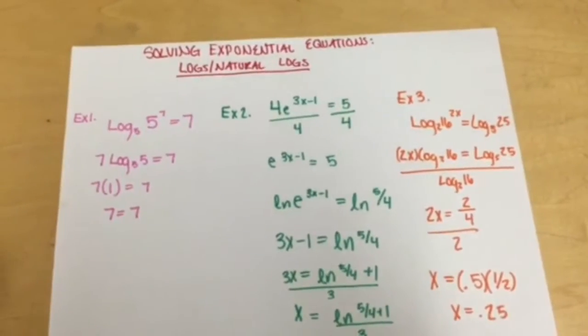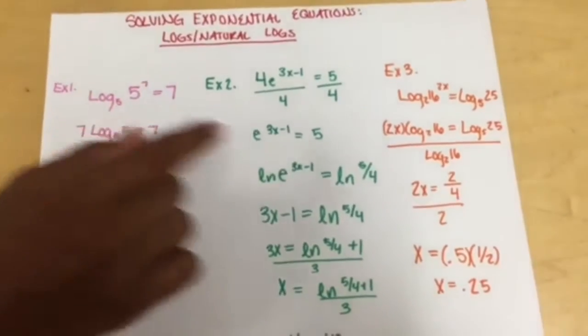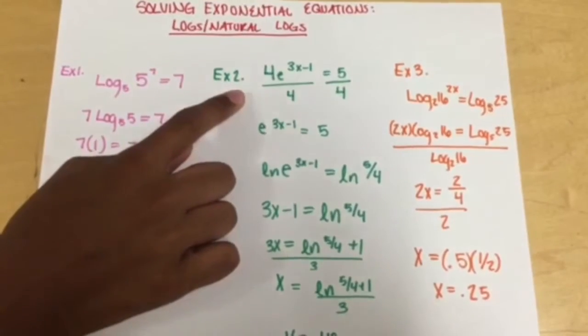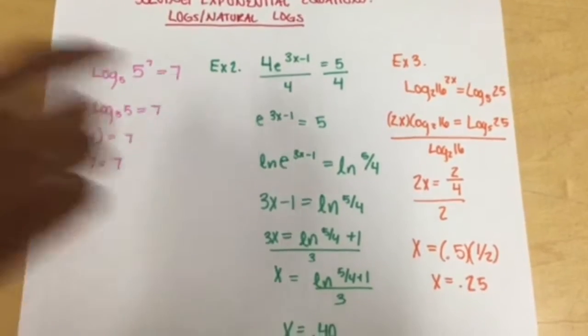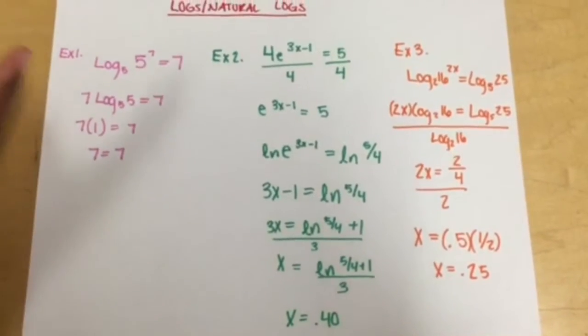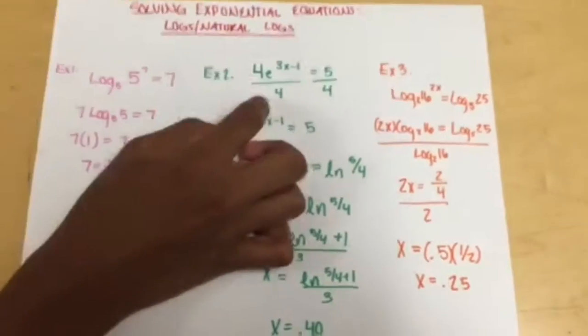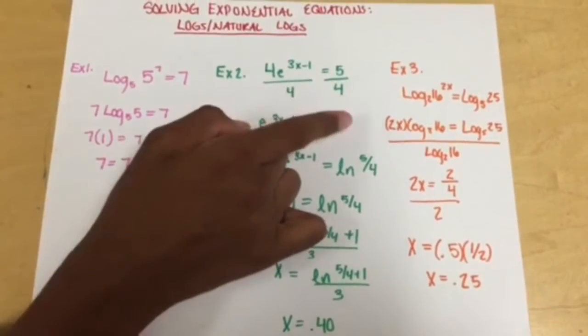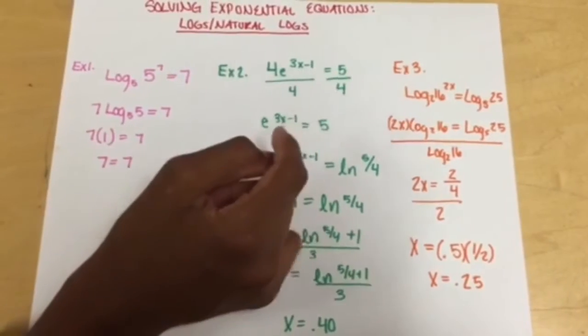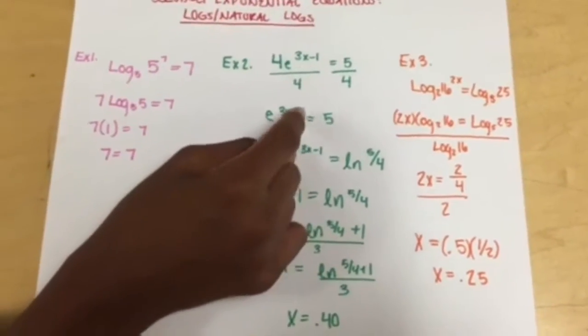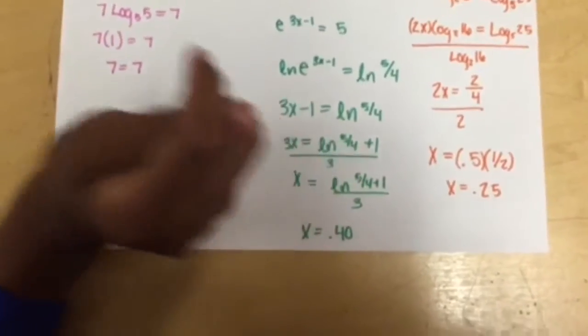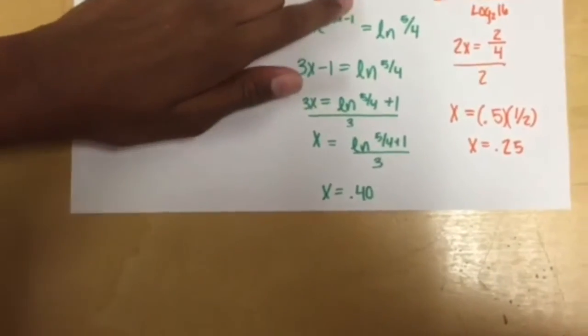And bring down the exponent up here, down here, so it'd be 7 times 1 equals 7, and 7 equals 7 is obviously correct. And then we go down to example number 2, where it's 4e to the power of 3x minus 1. As we know, e is the opposite of natural log, so you divide by 4 to the other side, and that would be 5 over 4. And you're left with e to the power of 3x minus 1 equals 5 fourths here.